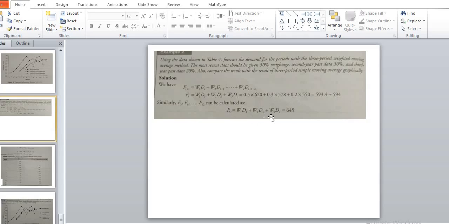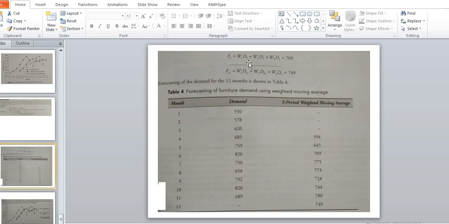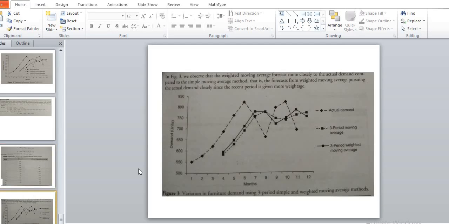Similarly, for the fifth month, the months considered are second, third, and fourth. Again, weightages are given as 0.5, 0.3, 0.2. Again, we can find that the fifth month forecast value is 645. Similarly calculate for F6 and F7, and those are plotted here. And if you draw the graph for this particular method, this is the actual curve. Now this is the 3-point moving average method.